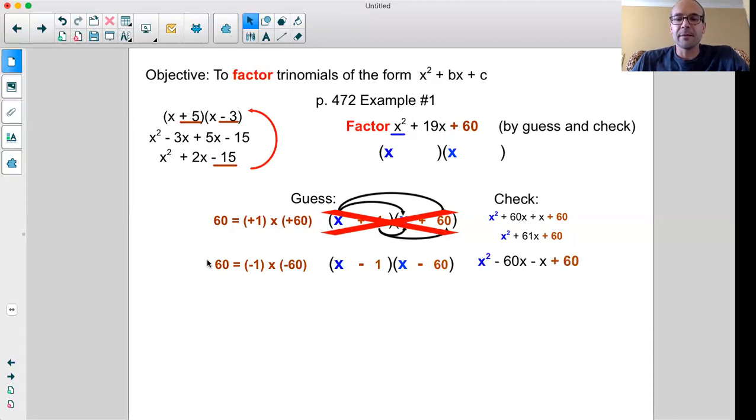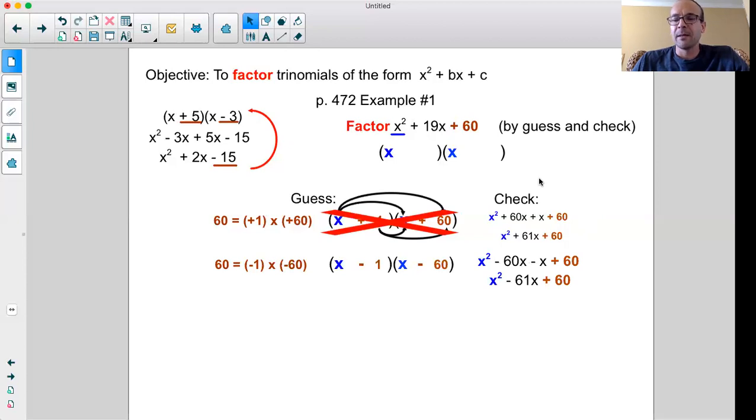If we FOIL this out, we would get our x squared. We knew that was going to happen. We get a negative 60x and a negative 1x, and we get a positive 60. Again, very happy about the 60, very happy about the x squared. This negative 60x minus x, if it matches this, we're good. But, I mean, I'm seeing a bunch of negatives there. I can't imagine it's going to work out.